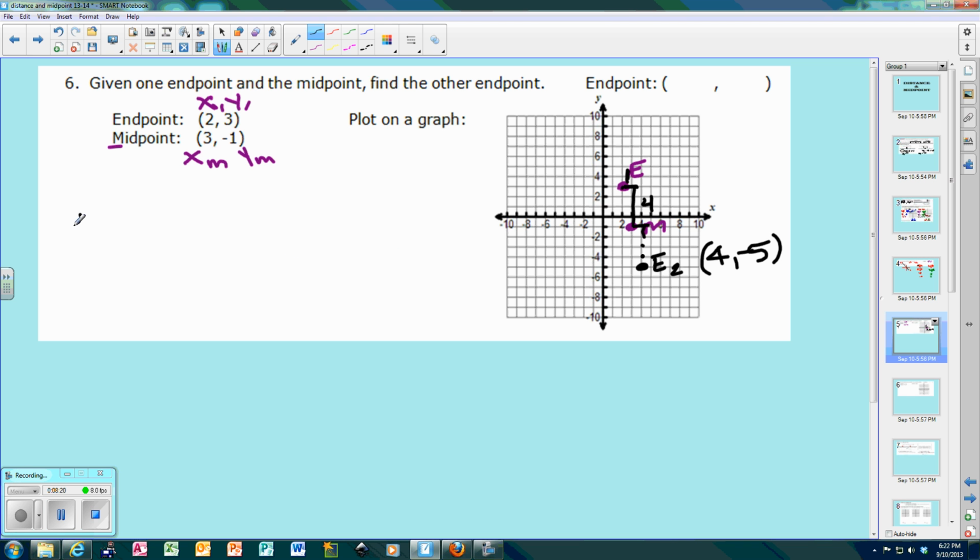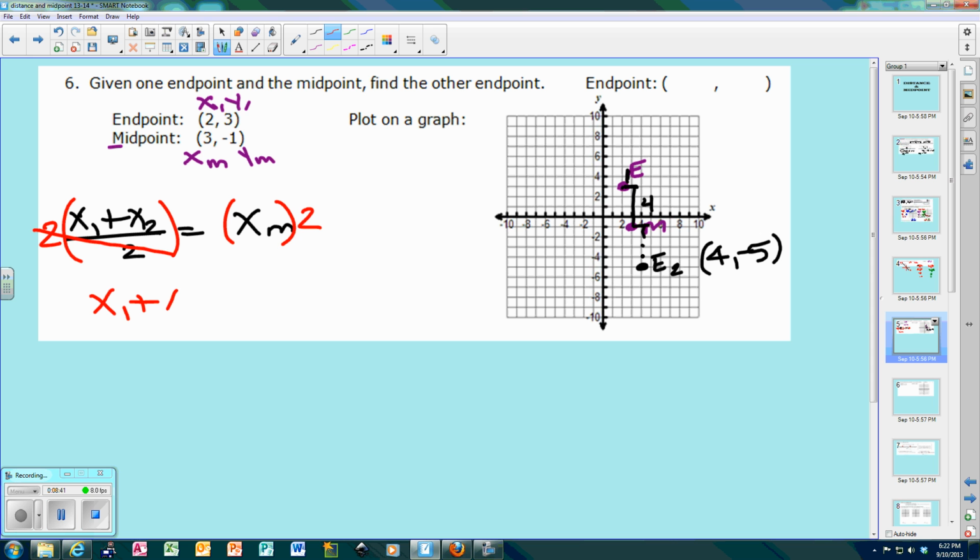So I know that if I add the x values together and divide by 2, I'm going to get the x value that's in the middle. I don't like the fact that I have a fraction, so I'm just going to multiply both sides by 2 to get rid of that denominator. So it cancels. So all I have to do is add the x's and then multiply the middle by 2. Oops, that's supposed to be in middle.